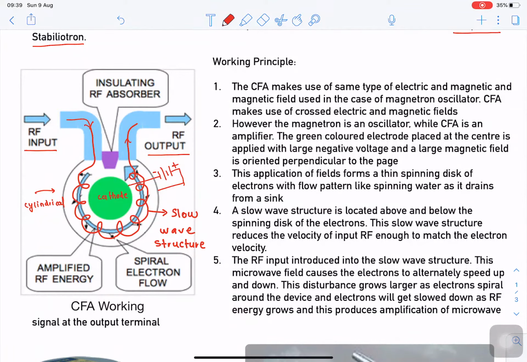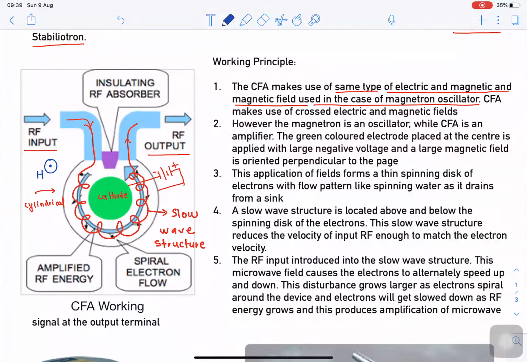The cross-field amplifier makes use of the same type of electric and magnetic field which is used in the case of the magnetron oscillator. So this sentence is very important. Now here the magnetic field is not explicitly shown, but remember that the magnetic field is always oriented perpendicular to the plane of the paper, so we can show it in this way.